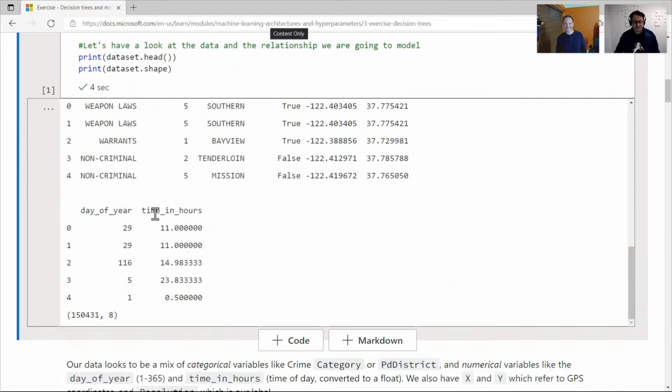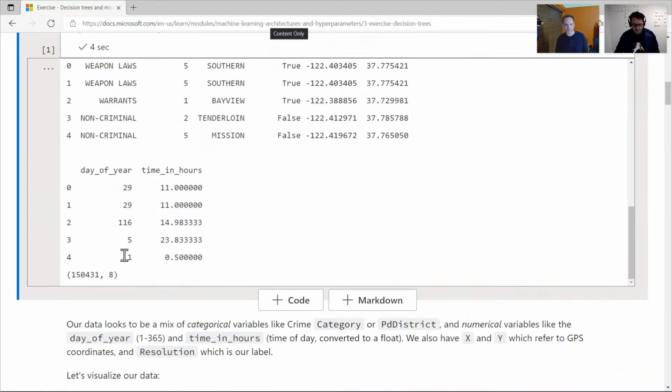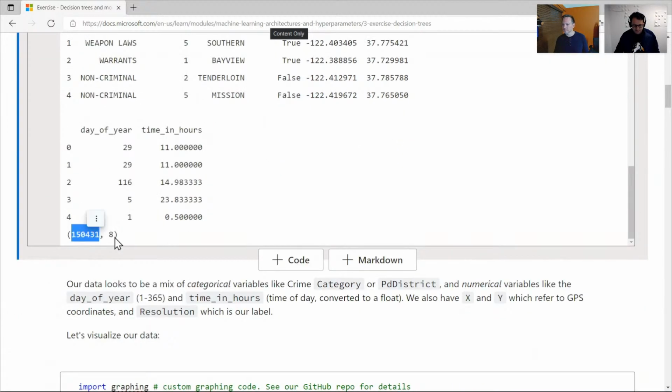So we've also got the day of the year and the time and hours from 0 through to 20, just before 24. And it's a nice shape, and we can see the size of the data set as well. So we've got essentially a little bit over 150,000 rows. Finally, enough data.